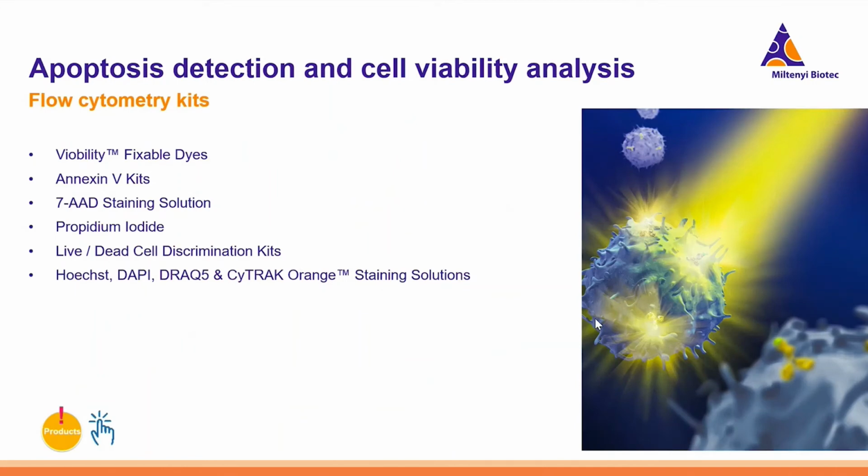Moreover, in T cell analysis, of course, analysis of cell viability also plays an important role in a variety of contexts. Also here, we offer quite an array of different solutions, such as the viability fixable dyes, Annexin 5 kits, the 7-AAD staining solution, of course propidium iodide, live dead cell discrimination kits, as well as staining solutions such as Hoechst, DAPI, DRAQ5, and Cytrak Orange. Again, you can directly access the respective product pages using the links on this slide below.